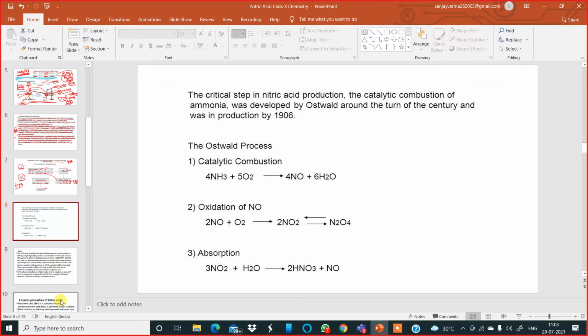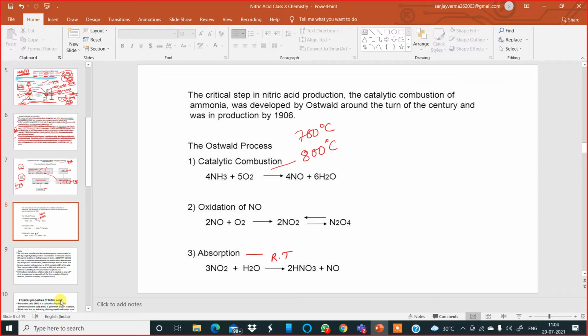So what is the temperature maintained in the absorption chamber? In the absorption tower, the temperature is below 50 degrees Celsius. It is normal room temperature. It is cold over there, less than room temperature, you can imagine. But in the catalytic combustion chamber, the temperature has to be maintained between 700 to 800 degrees Celsius. Okay, so this is just a summary over here.